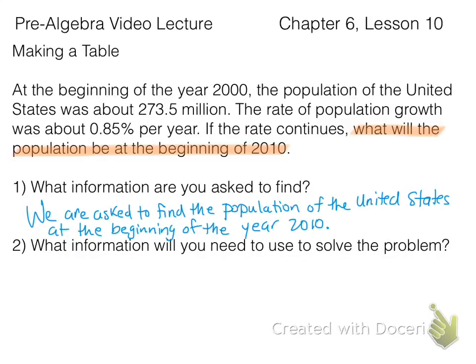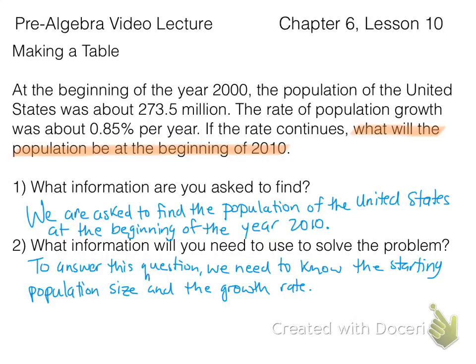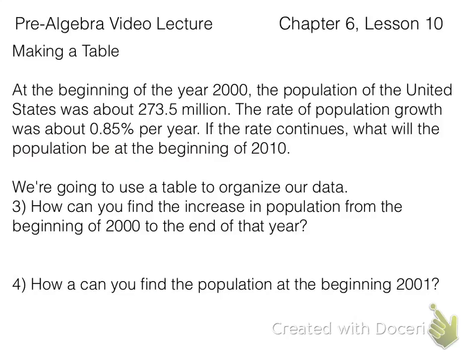Next question, what information will you need to use to solve the problem? Well, we're going to need the population in 2000, and we're going to need the population rate. So, to answer this question, we will need to know the starting population size and the growth rate, which happens to be right there and right there. So we've got all the information we need, we just need to do some math with it. But first, another question. Question number 3, which is right there, guys. We are going to use a table to organize our data.